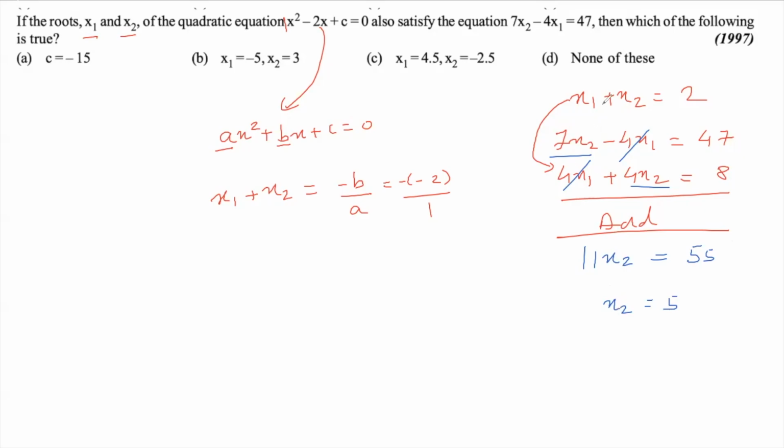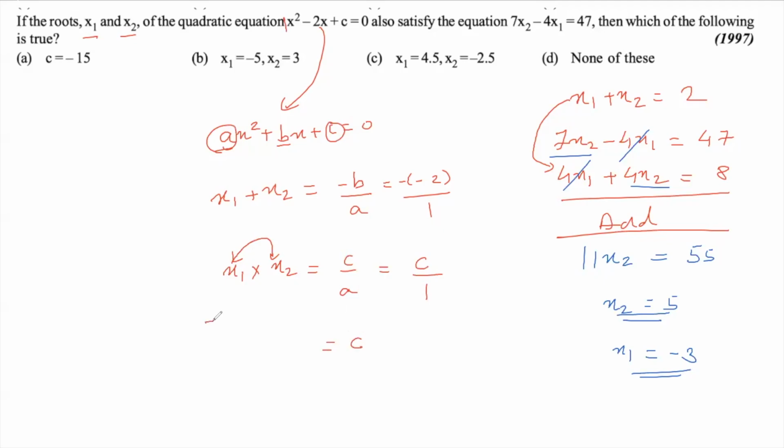If x2 is 5, we put it here. x1 will be equal to 5 plus x1 is 2. x1 is 2 minus 5, that is minus 3. So x2 is 5 and x1 is minus 3. Now, guys, we know that sum of the roots for a quadratic is minus b by a. Similarly, the product of the roots will always be equal to c by a. The constant term c upon the coefficient of x square, that is a. The constant term c being equal to c in the question and a is equal to 1 here. So product of the roots x1 into x2 should be c upon 1 or simply c.